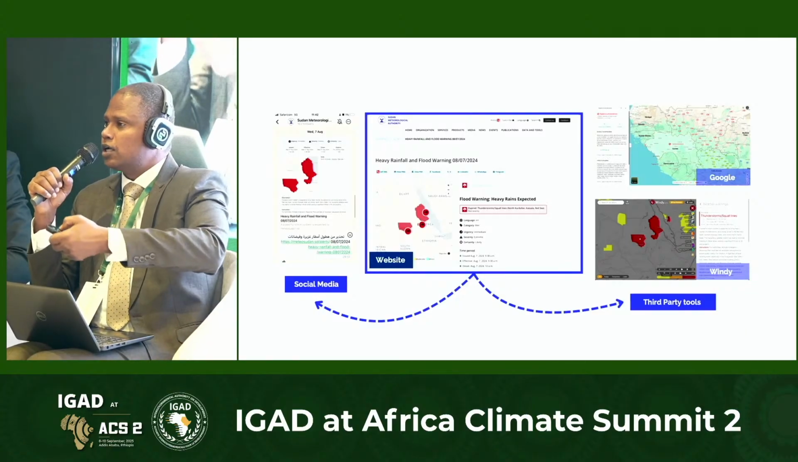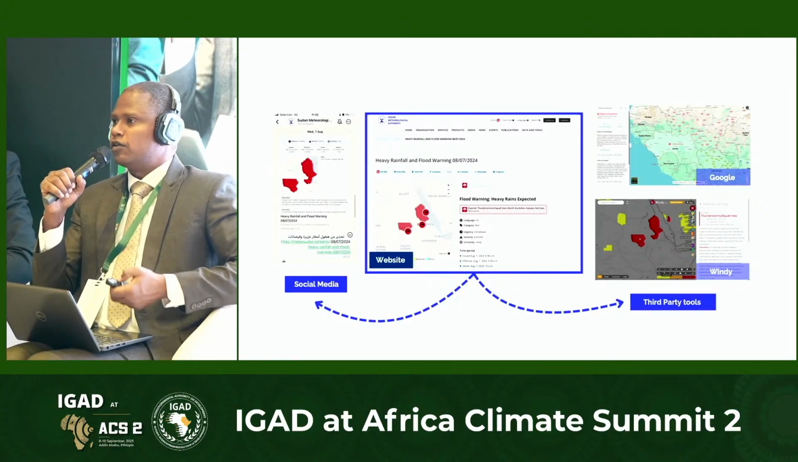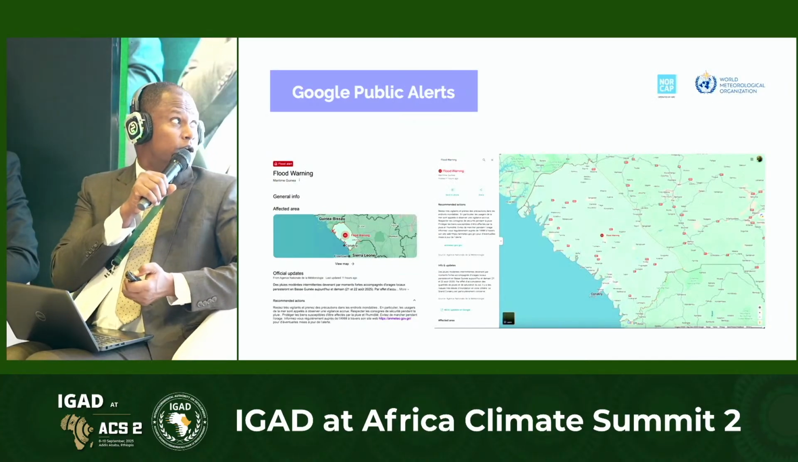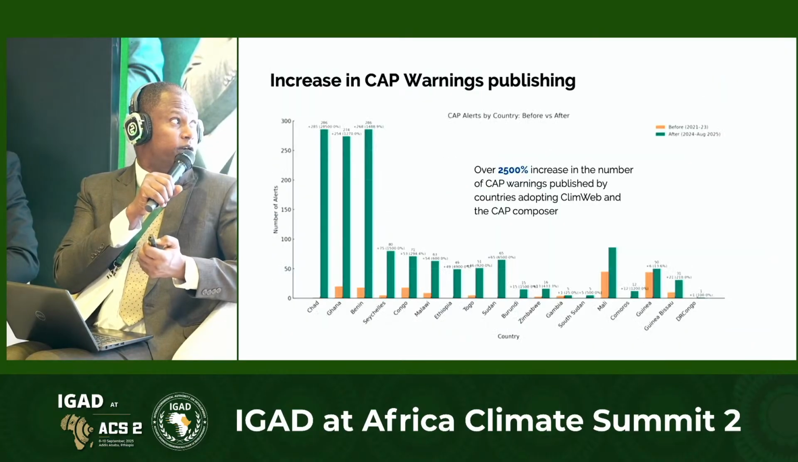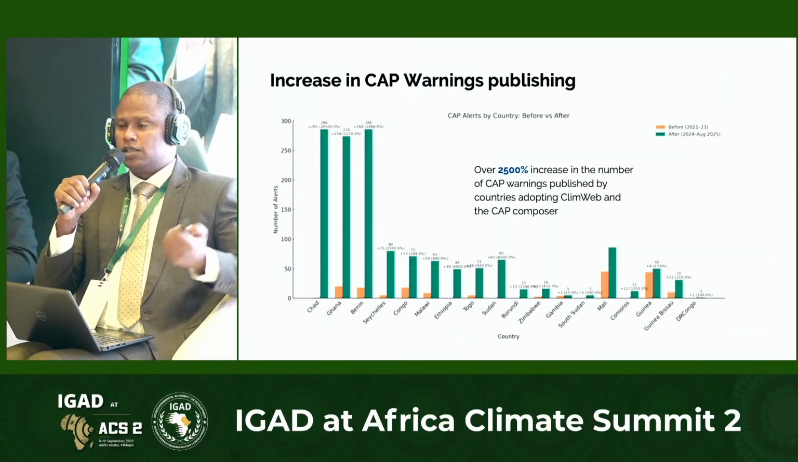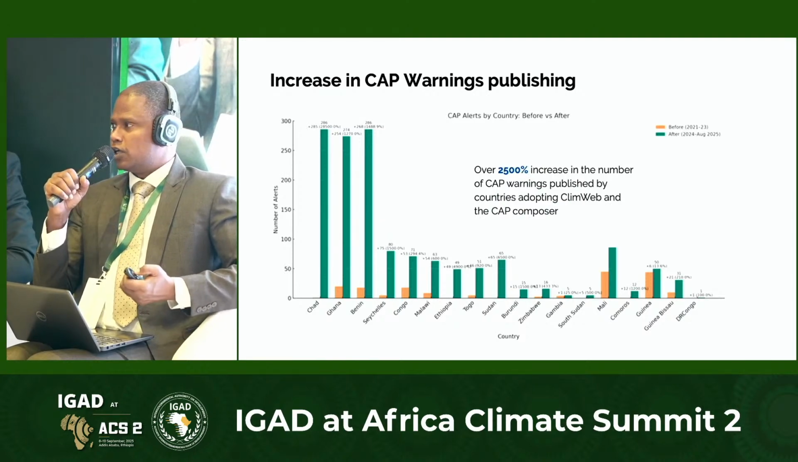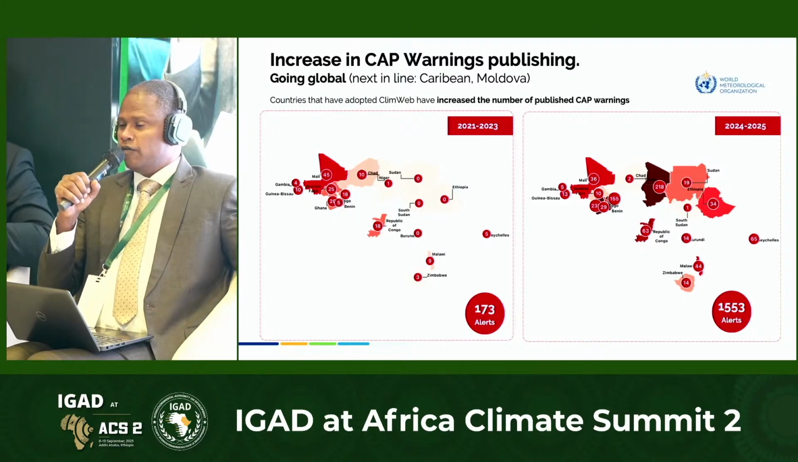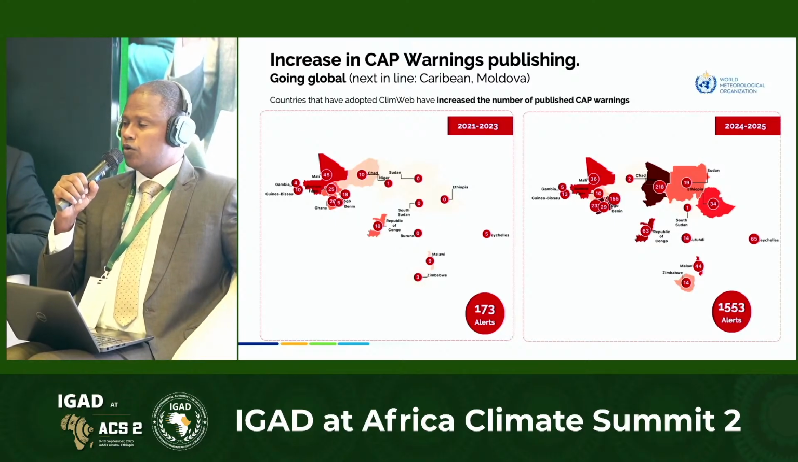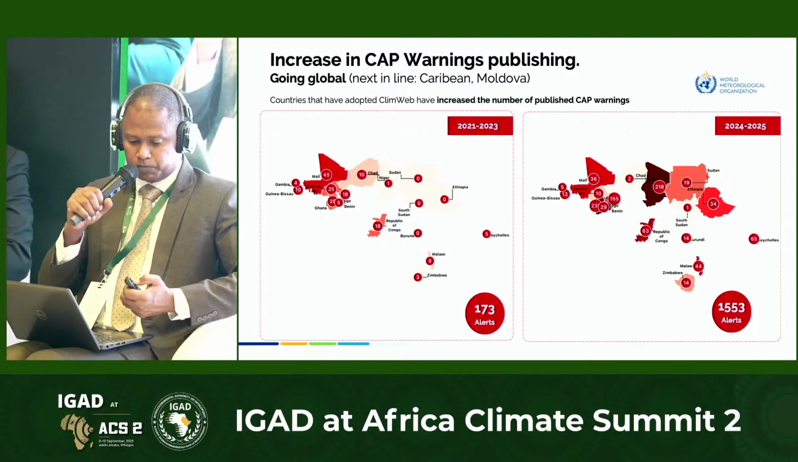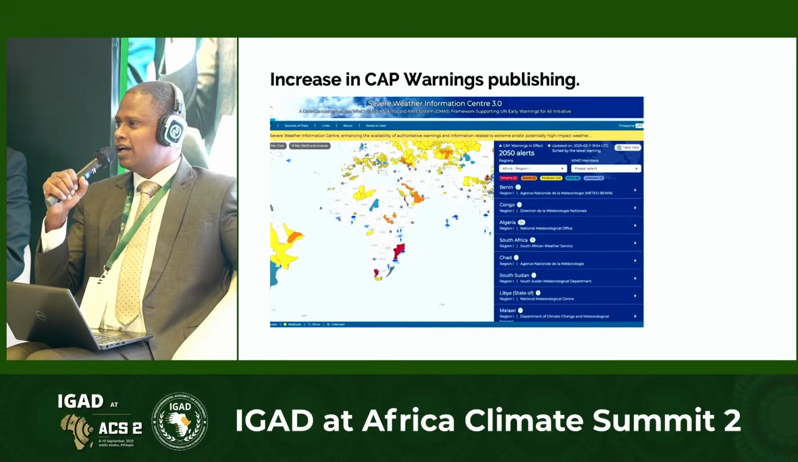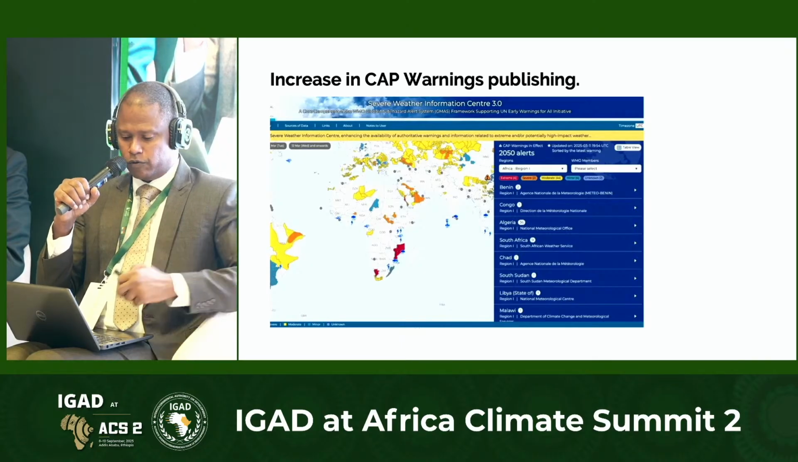Now we are onboarding countries on the Google Public Alert platform, so it gives a higher chance for dissemination. Example again, this is the example from Google, but I wanted to show the improvement. This is an example of the improvement of the warnings for the countries that adopted the system. And here is another example. So for those countries before CleanWeb, they only issued 173. Now more African countries issue warnings that appear in the WMO platform, the global platform for severe weather events.